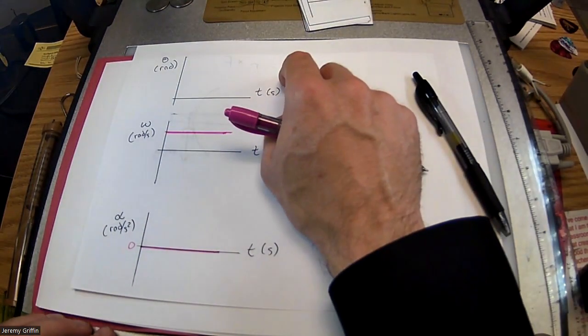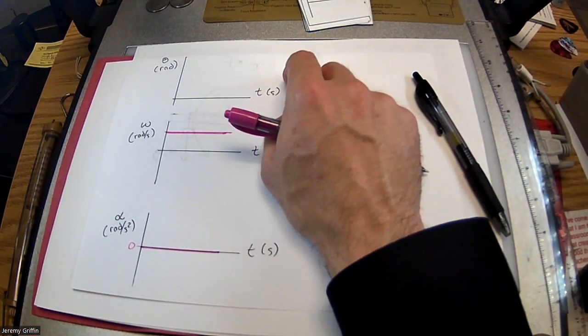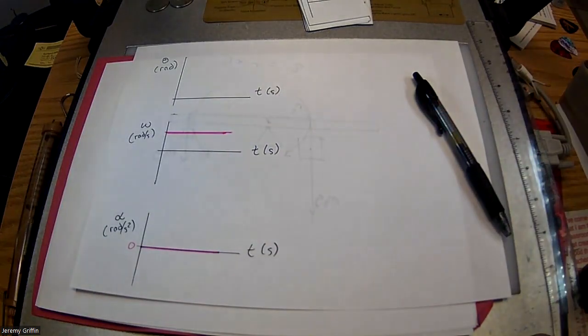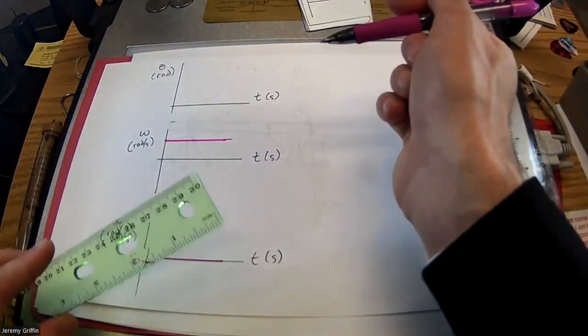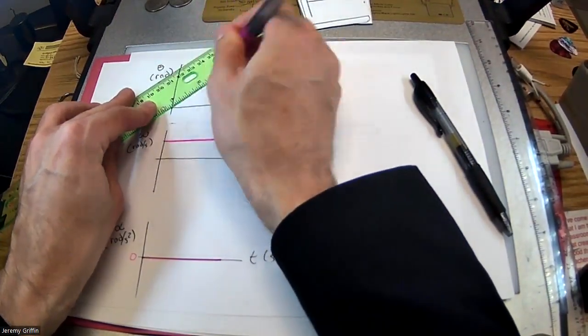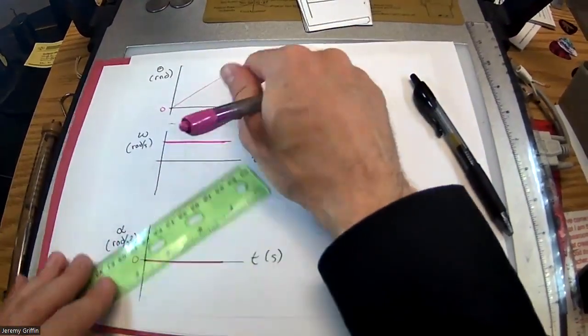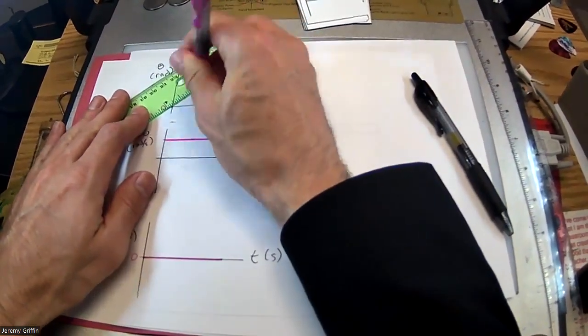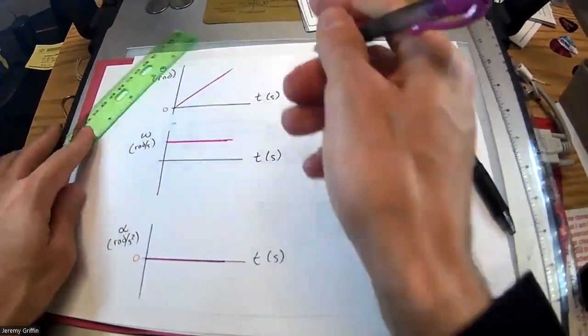Do you guys have theta versus t? Now this one, there's actually lots of things you could have done. Probably the most straightforward, if you started from rest, what would it look like? Yeah, it could look like that, right? That's probably the most straightforward thing you could have done, but that's not the only thing you could have done.